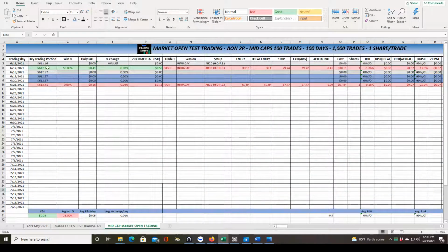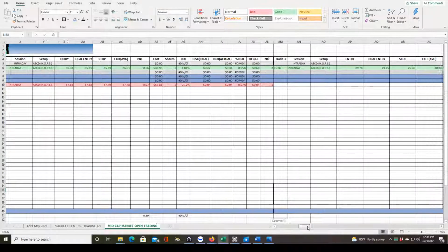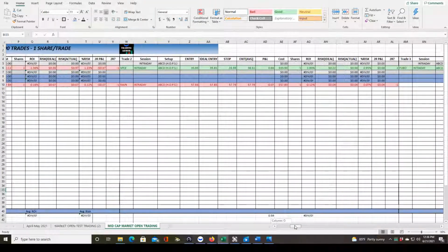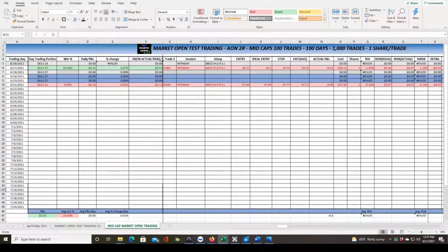So these are the trades that I took on Thursday: FUBU, SPSE, FUBU again, and TIGR. So I have a video showing you those trades, but I didn't show you the spreadsheet on those trades. So we were green that day with a 50% win rate. Today I only took 2 trades.